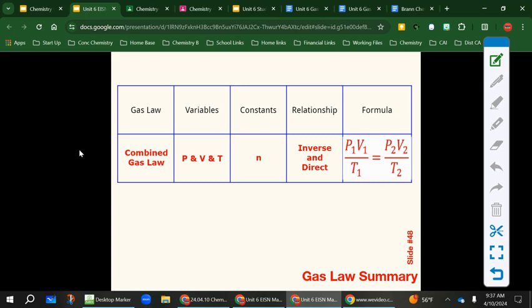You have the last page in the first packet that I gave you, ladies and gentlemen. It has all combined gas law problems on it. Go to work. I'll be back later on to talk about ideal gas before we leave.